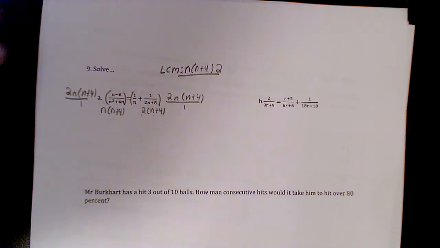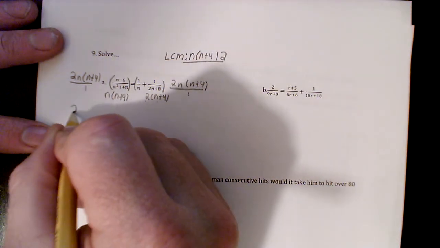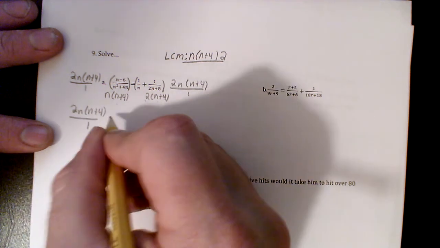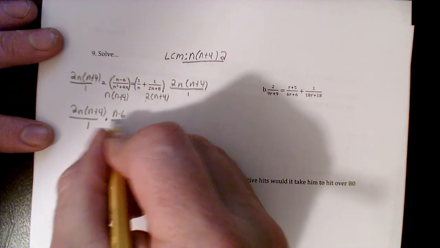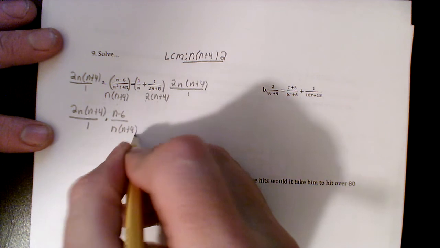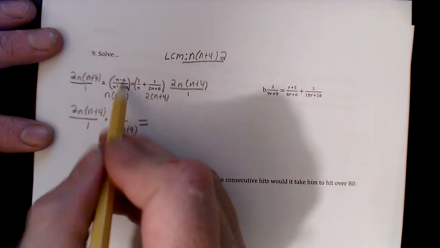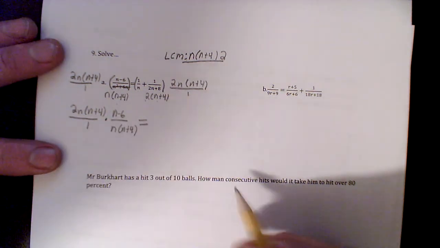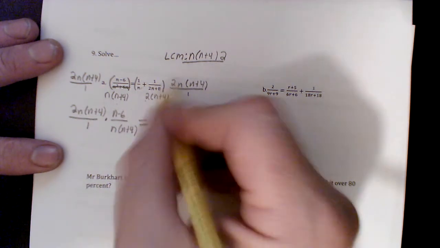I'm going to multiply the left side first, so this times this side, which gives me 2n and n plus 4 times n minus 6 over n and n plus 4. Alright, that's this times this. Remember, I've already factored that, so I'm dealing with that other denominator. And just to show the whole thing, I'm going to multiply this by the first term. There's 2 terms in here, we're just distributing it in.